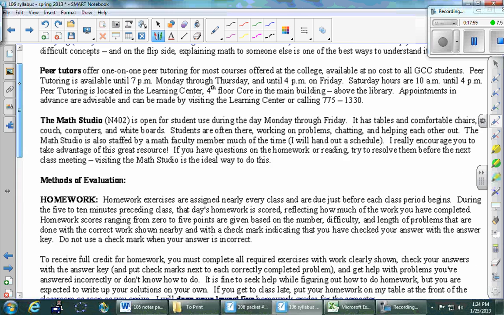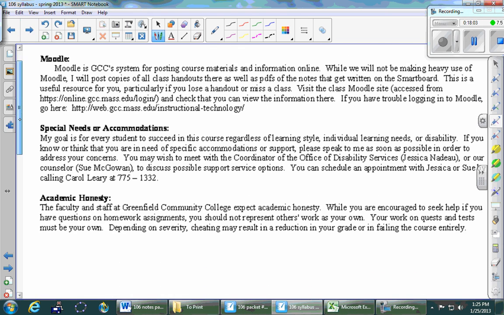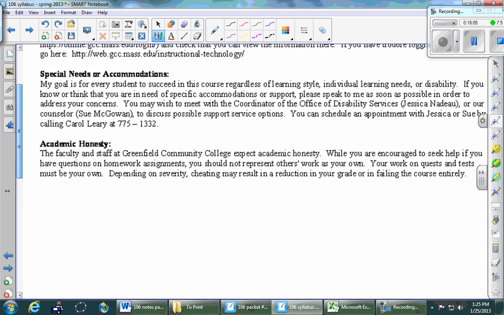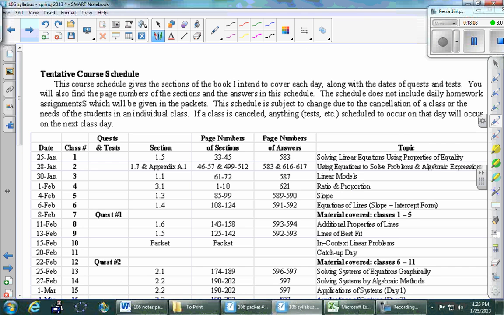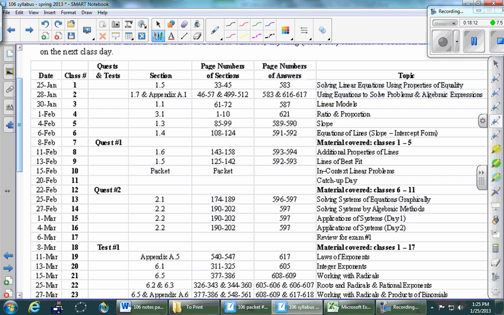Where are we here? You're going to read through lots of stuff. Your grading option, well, the way you will be graded is there. Stuff about Moodle, stuff about special needs, and then finally, this thing right here. There will be some quests. We'll talk about that. Was that the question? We'll talk about it. Okay.